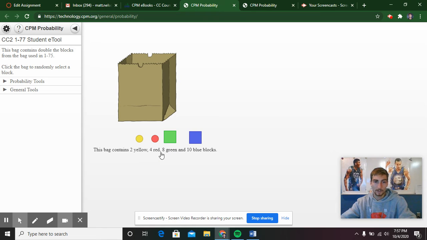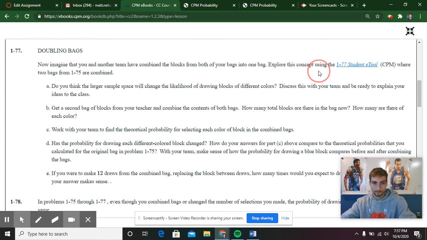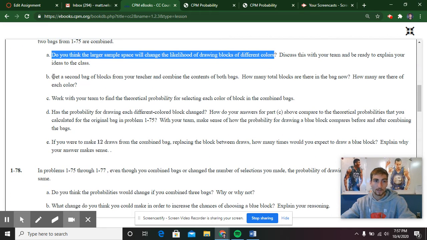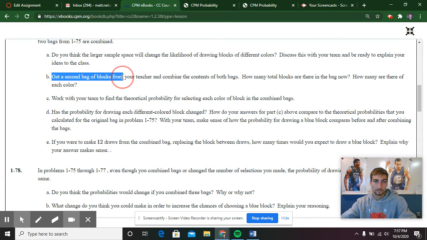Notice each of these numbers are just double. So the question is, do you think the larger sample space will change the likelihood of drawing blocks of different colors? You're going to explain your ideas. And then obviously you're not going to be getting a bag of blocks from me.